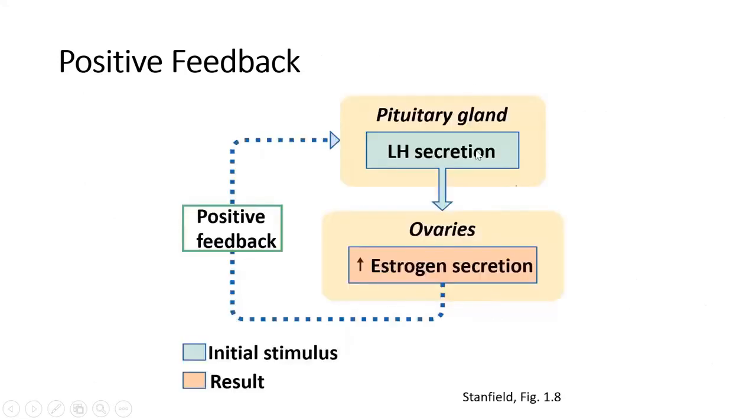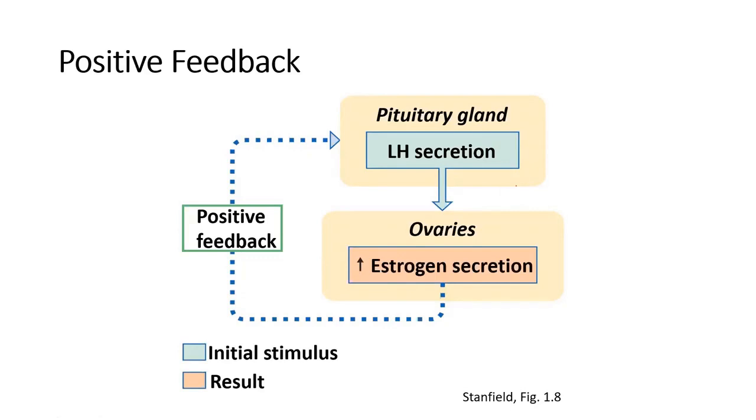Okay, so here's a little schematic of one of the positive feedback examples. So the pituitary gland, which is one of our master endocrine glands in the brain, secretes LH, or luteinizing hormone. That hormone stimulates our ovaries to secrete estrogen. Estrogen is actually going to go back to the pituitary gland and potentiate more luteinizing hormone secretion.